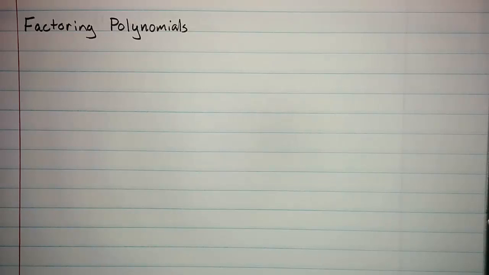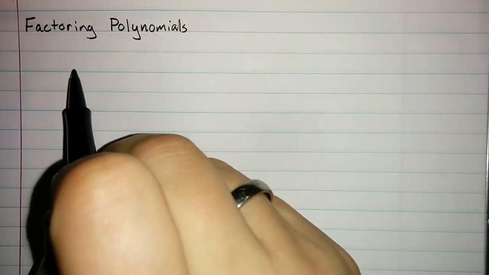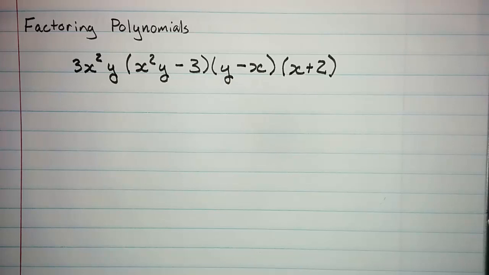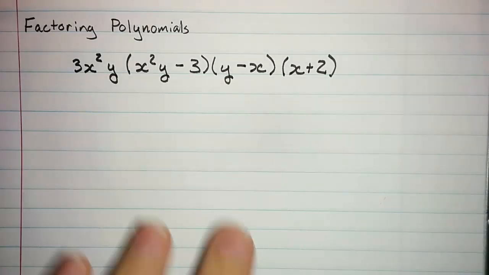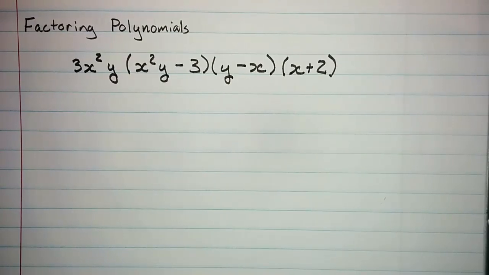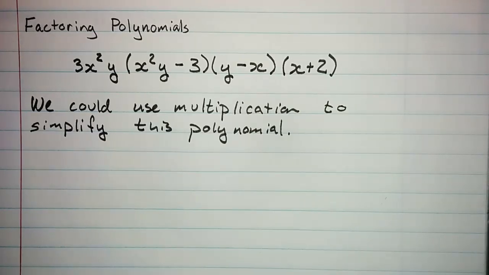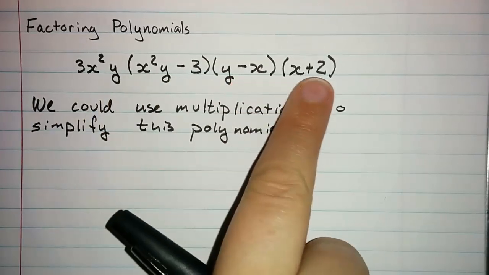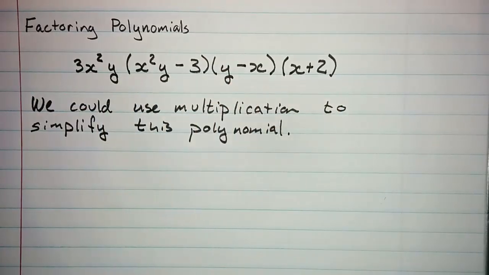I gave you a polynomial like this, what would you do with it? Well, the thing that we would know how to do with a polynomial that looks like this, just at the moment, is do the multiplication to simplify this polynomial. However, for some purposes, this form is actually more useful.